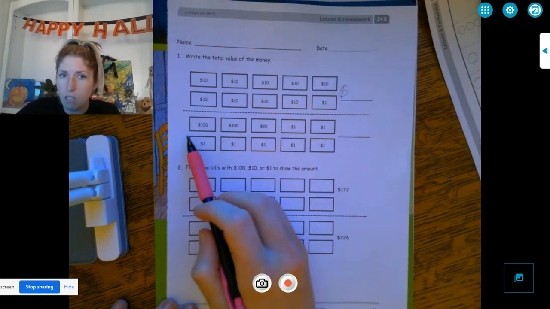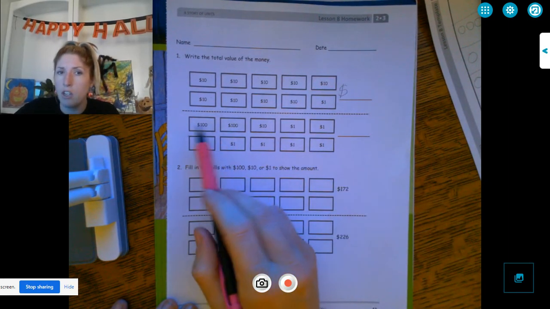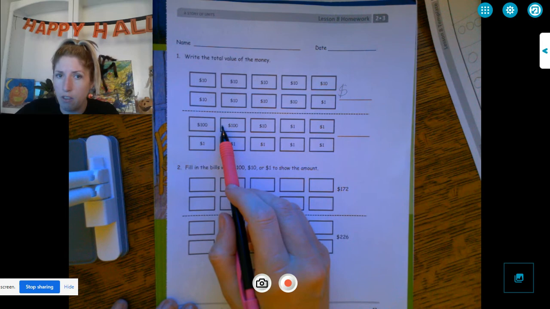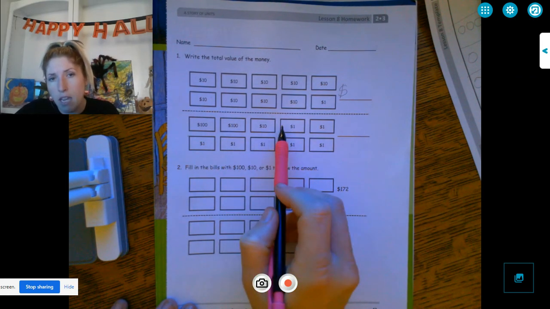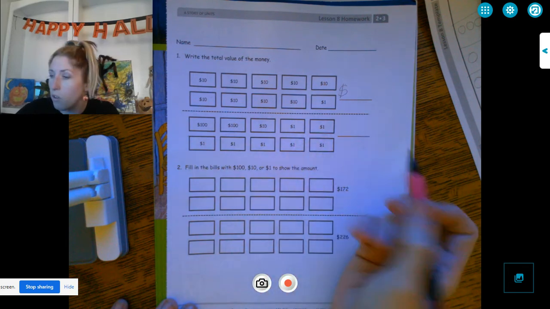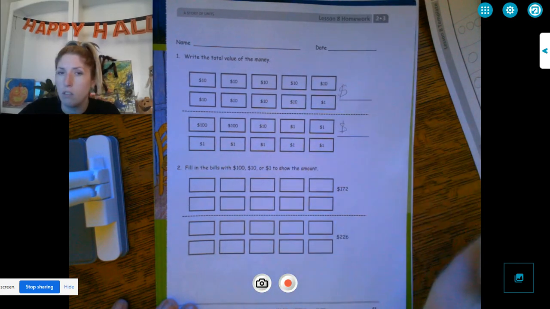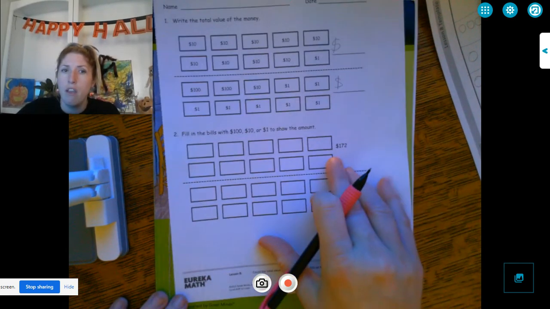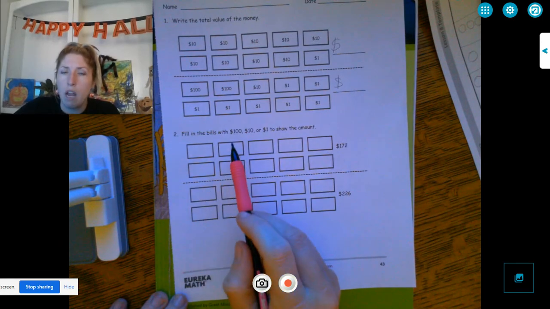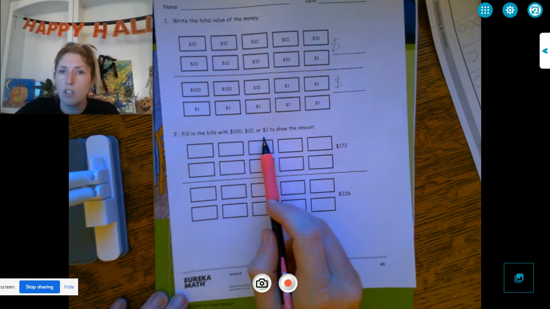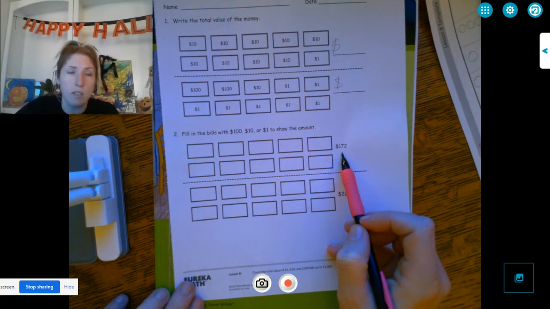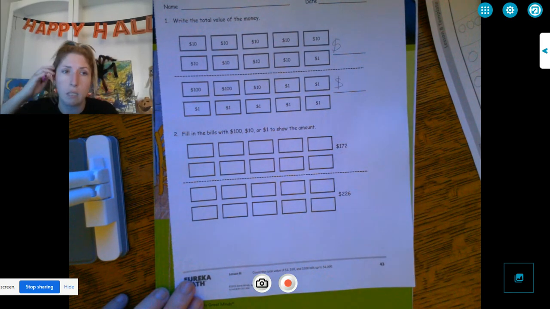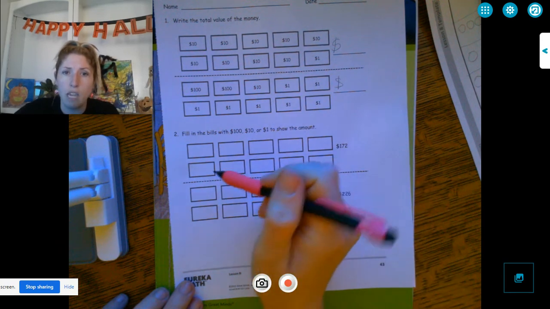Okay. This one, you're going to count by hundreds, 100, 200, and then you're going to stop and count by tens and then stop and count by ones to get a total amount. Dollar total amount. Fill in the bills with $100, $10, or $1 to show the amount. So here's the amount. It's $172. So just like all of those millions of practice problems we did, that's what you're doing here.